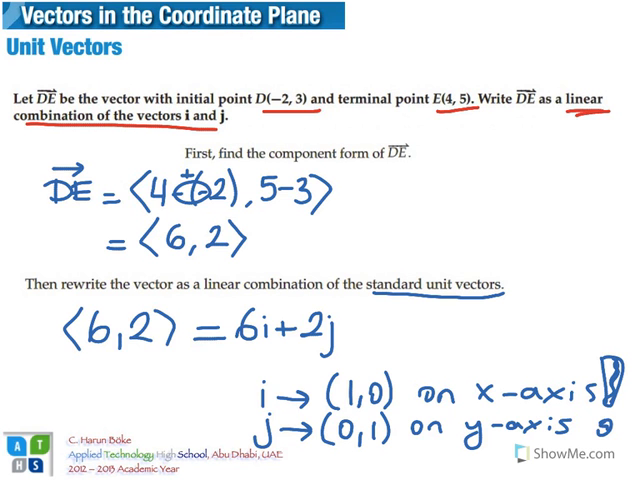So the idea is simple. If you are given a vector, check if you have the component form. If you don't, calculate the component form. And then, according to the component form, write the vector sum of the unit vectors. That's all. Now it is your turn.